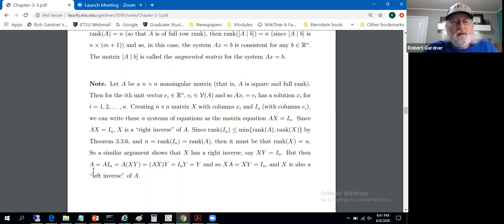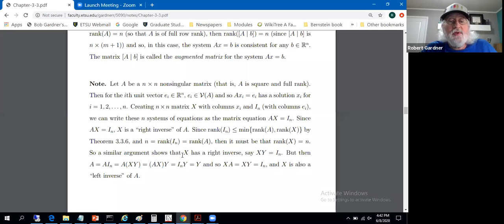Here's what we've got then. Consider matrix A, which equals A times the identity. We saw that the identity can be written as X times Y from this previous argument. So we make a substitution there: A times X times Y. By associativity, we get AX times Y, but we saw upstairs that AX is the identity. So we replace that with an identity, leaving Y, and we draw the conclusion that A equals Y. If A equals Y, we can substitute into this equation and see that X times A equals I sub n.